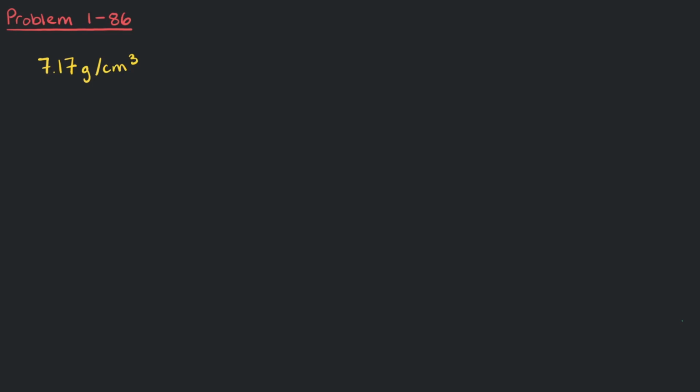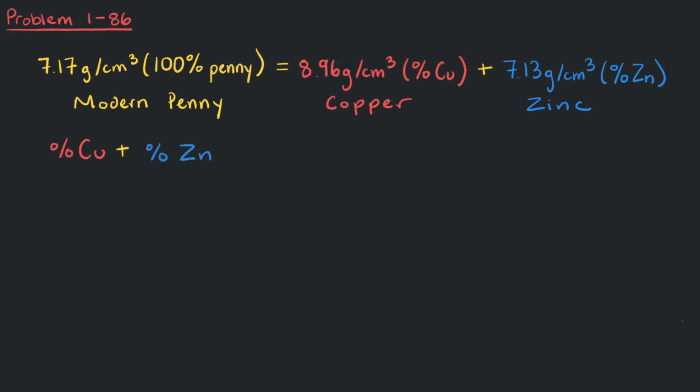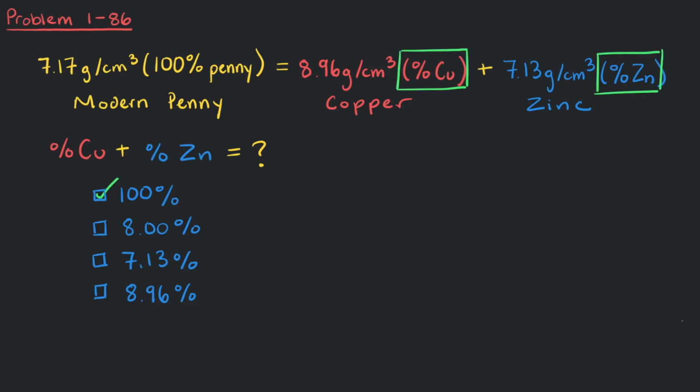7.17 grams per cubic centimeter times 100% of the penny equals 8.96 grams per cubic centimeter times the percent of copper in the penny plus 7.13 grams per cubic centimeter times the percent zinc in the penny. What does the percent copper in the penny plus the percent zinc in the penny equal? Yes, both metal percentages make up the entire 100% of the penny.